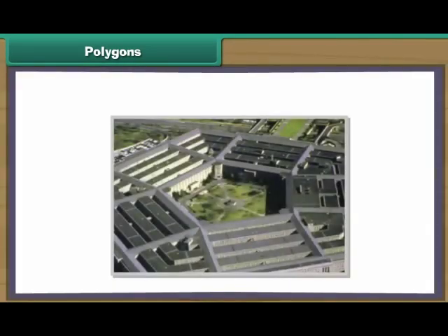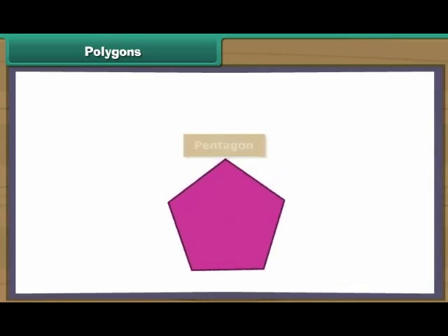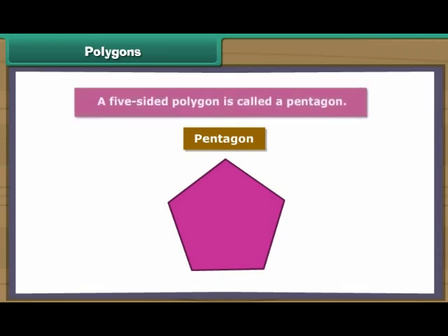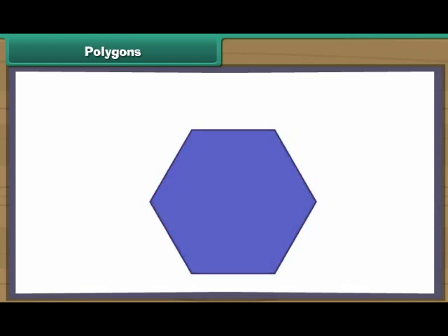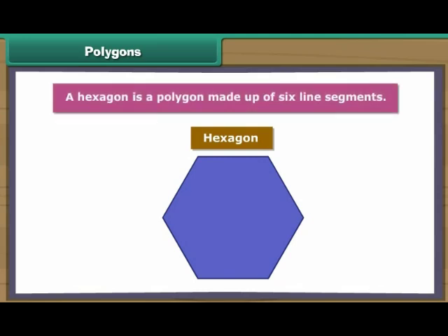Look at this image of US Army headquarters. It is known as the Pentagon, as it has 5 sides. A 5-sided polygon is called a pentagon. Here is a clock. Let us provide its borders. We have a border of 6 line segments for the clock. A hexagon is a polygon made up of 6 line segments.